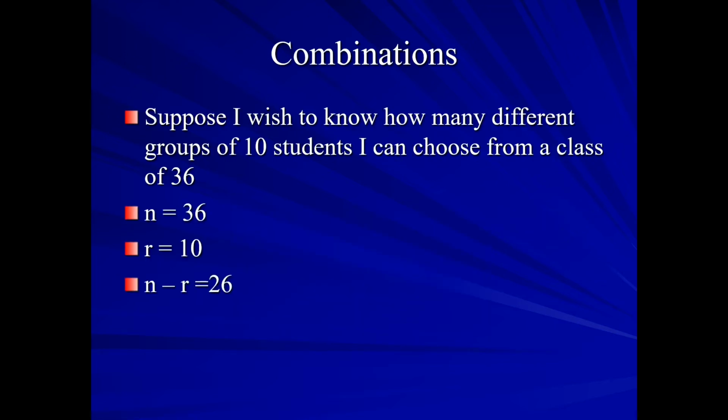So let's return back to our example that I mentioned a few minutes ago. I'd like to know how many different groups of 10 students I can choose from a class of 36. Here, n is my total number of students in the class, 36. r is how many I'd like to have in my group. There are 10. And then n minus r, that's 26.